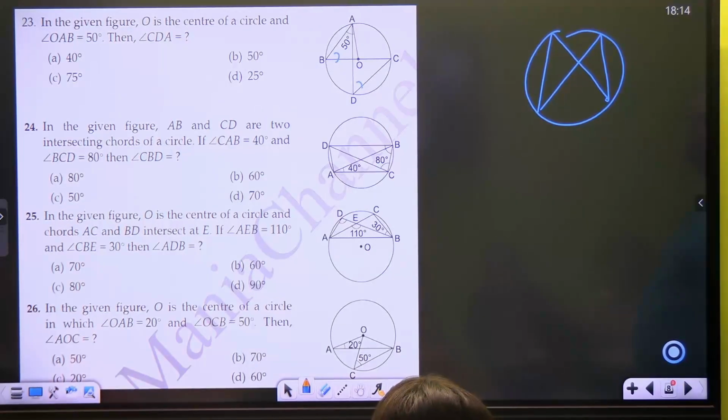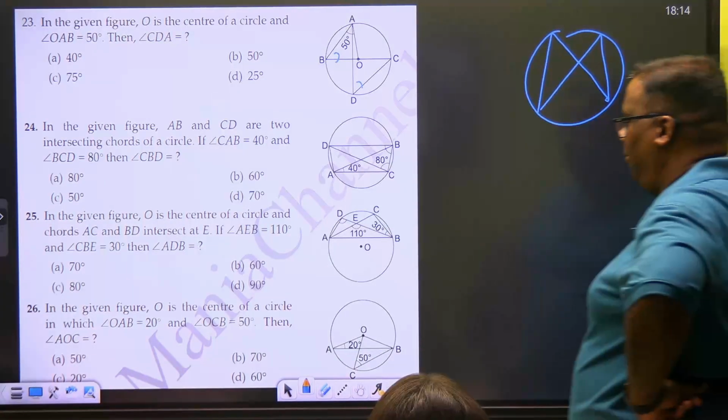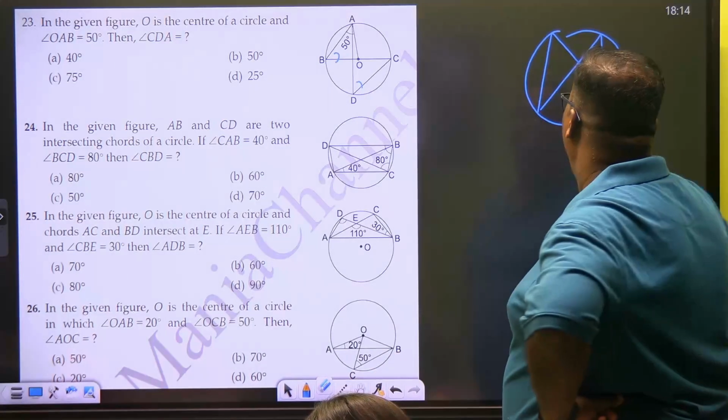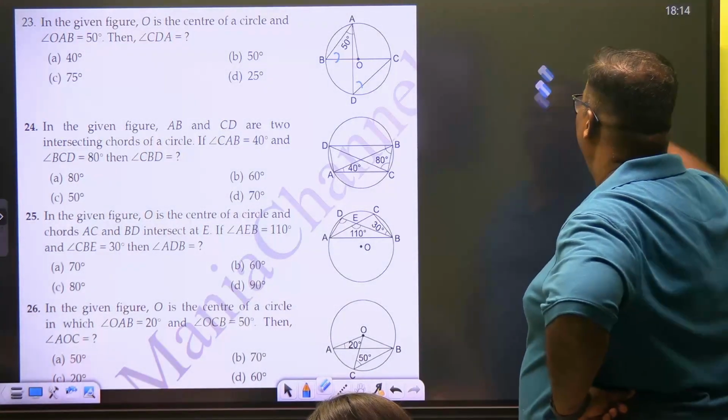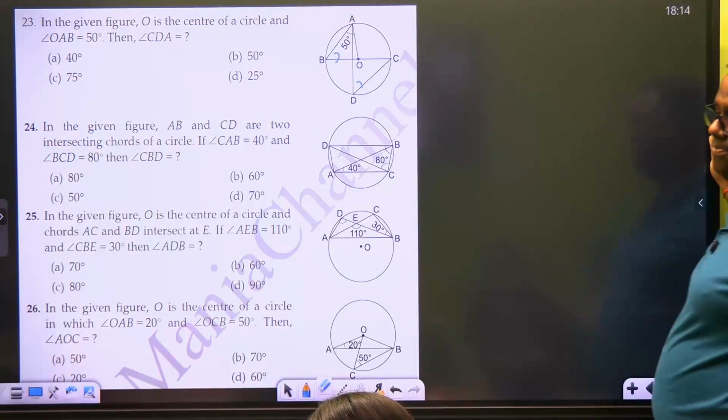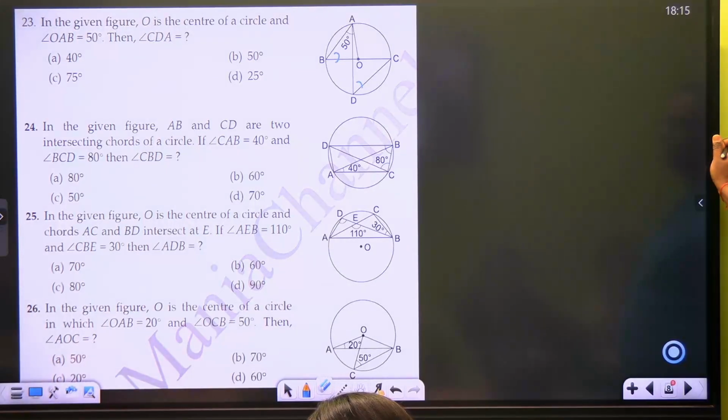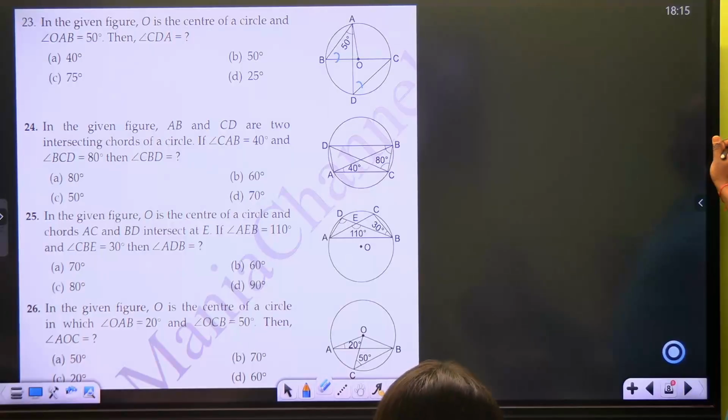I don't know, find it yourself. CBD Belapur, Central Business District. Find it. 20. No. Sorry. Mistake. CD also, stop.